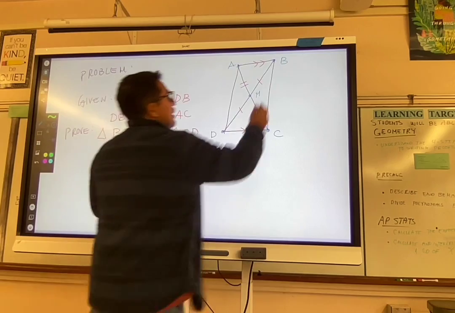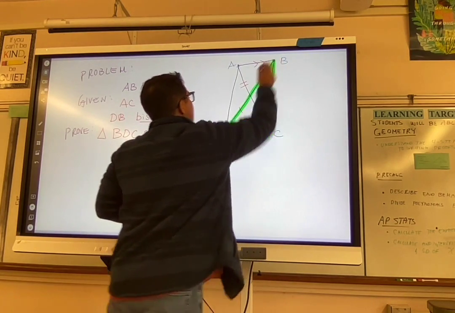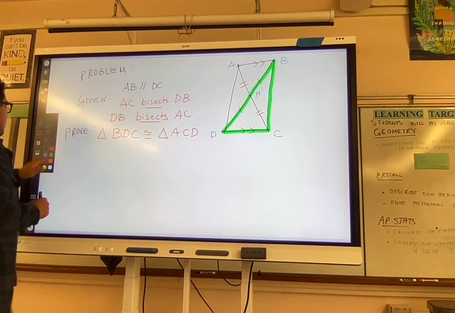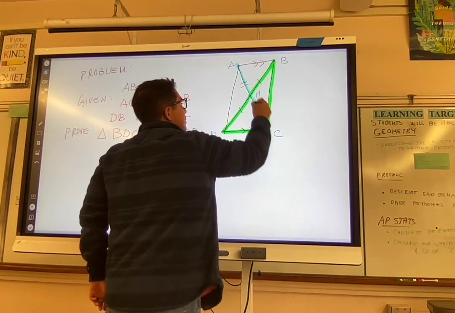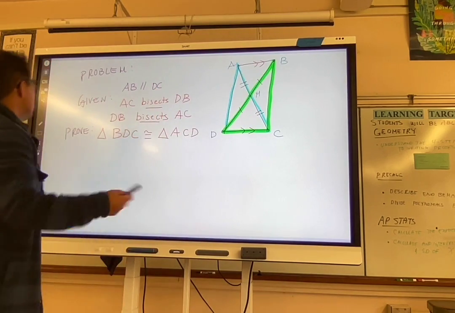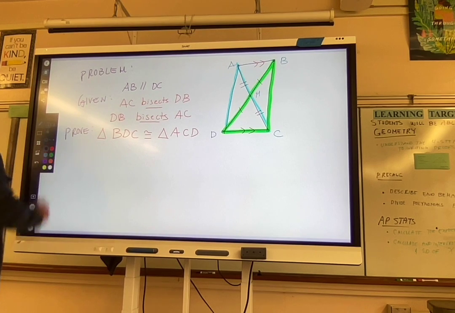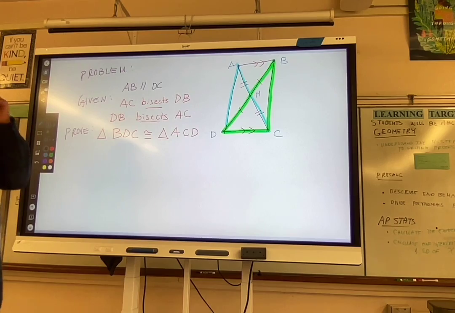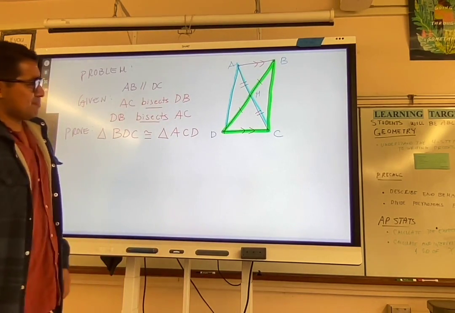So BDC, I'm saying this big triangle on the right, okay, is congruent to, and let me use a different highlighter for those of you watching at home, ACD. So A to C to D. So this one on the left, okay? I want to show that those two are congruent. So let's just think about what we can do. This one, let's do it as a flowchart proof. I haven't done enough of those with us. Okay. So let's think about what we need to show.